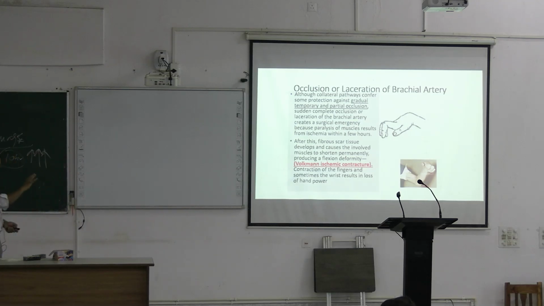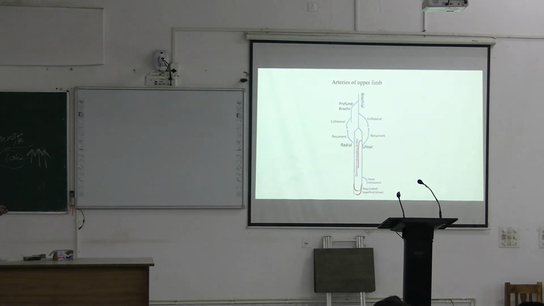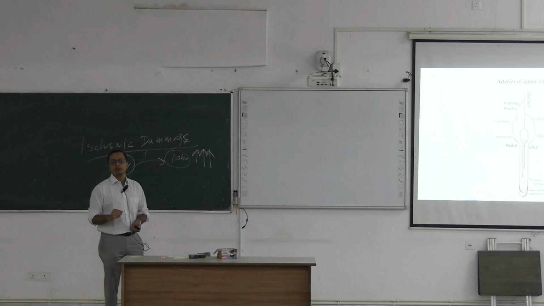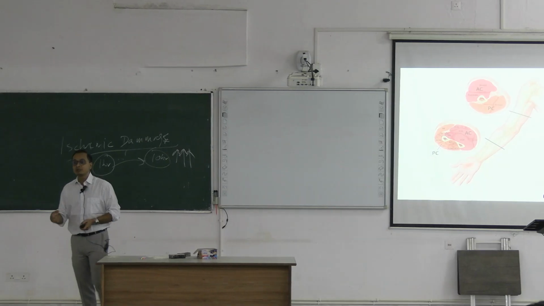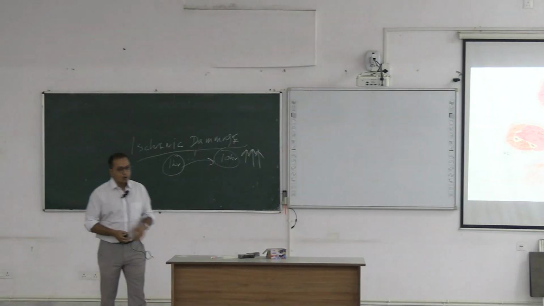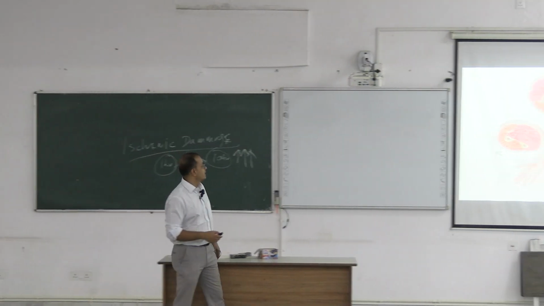Now, this is one way an occlusion of the blood flow can occur, if there is damage to the artery itself. This is one thing that can happen. The other thing that can happen involving the arterial blood flow is what we call compartment syndrome. So, what is a compartment syndrome?